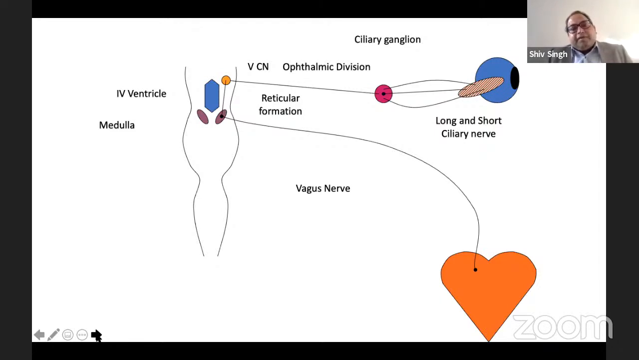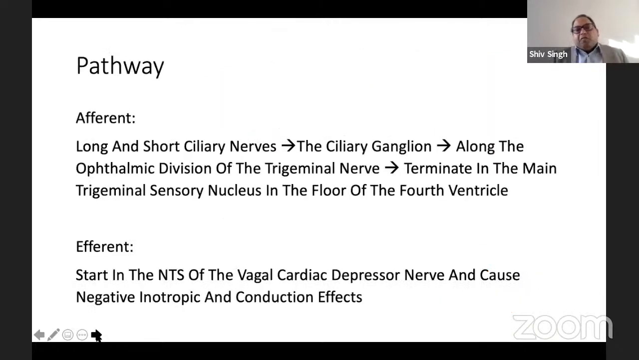And the efferent arises from the nucleus tractus solitarius, which is obviously part of the fifth cranial nerve, and in the medulla. And then through the vagus nerve, it actually reaches the heart. So that's in diagrammatic form. You will also need to actually write.